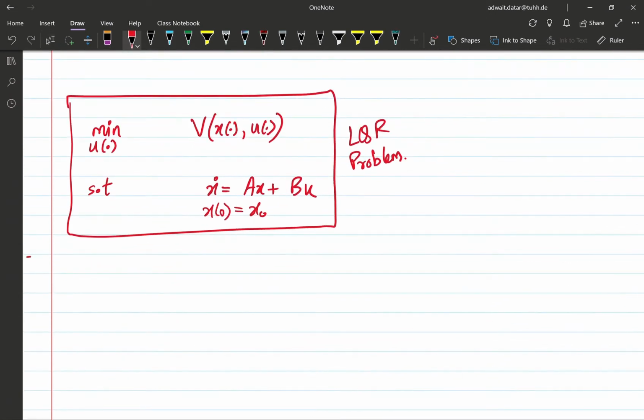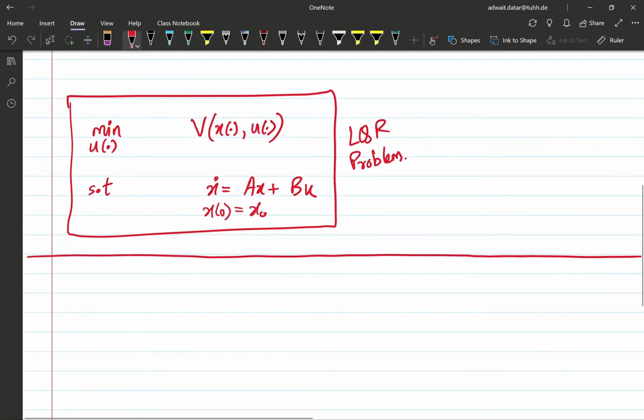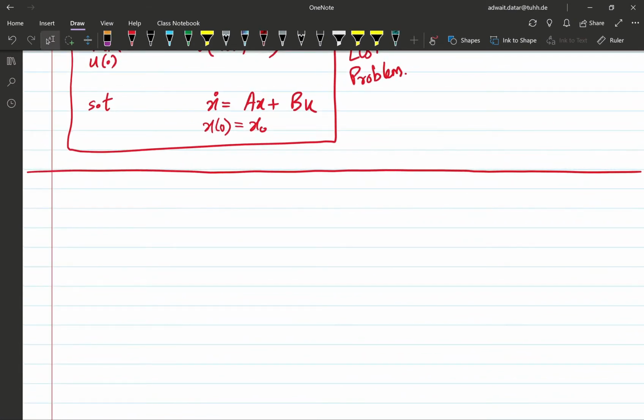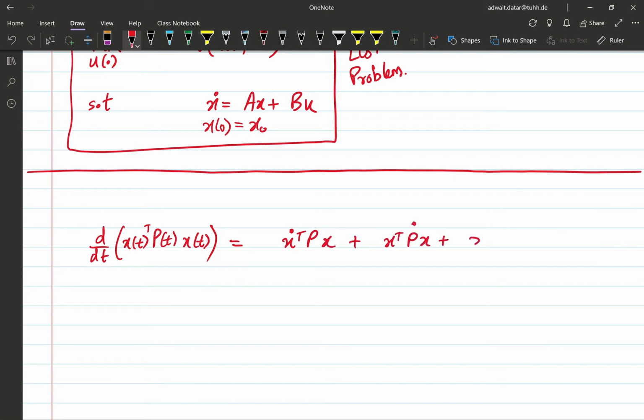Now, before we jump into the solution, we will use the fact provided in the question, which is that if we differentiate x of t transposed P of t x of t, we obtain, now I will suppress the dependence on t for a compact notation, x dot transposed Px plus x transpose P dot x plus x transpose P x dot.